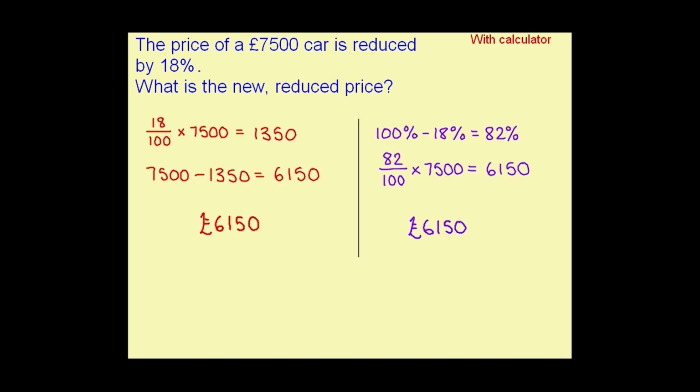Here are the two different ways of getting the answer. If you were using this second method, I hope you realised that you needed to take the 18% away from the 100% to get 82%, and then carry on in the normal way.